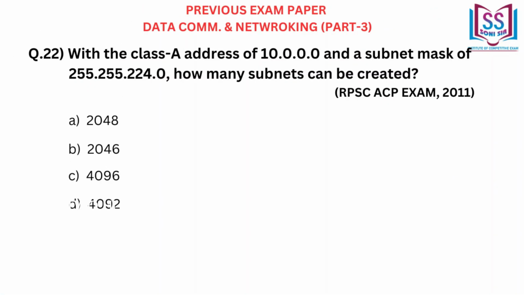With the class A address of 10.0.0.0 and a subnet mask of 255.255.224.0, how many subnets can be created? A. 2048, B. 2046, C. 4096, D. 4092. Correct answer C. 4096. 4096 subnets and 4094 hosts.